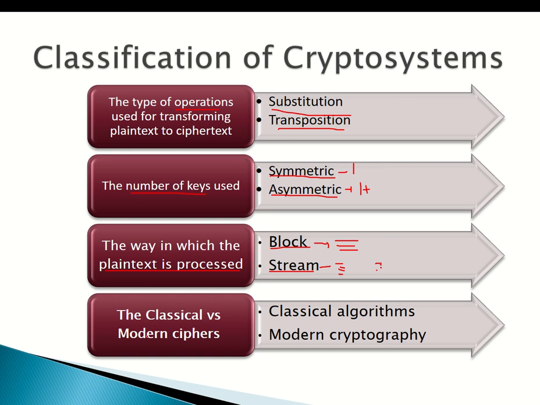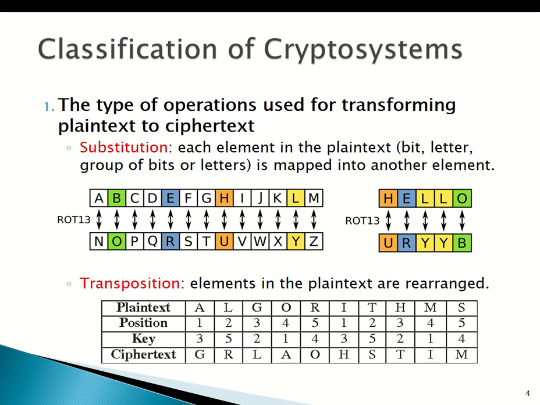But if you want to classify it as classical or modern, we say we have classical algorithms and we have modern cryptography. So there are four ways to classify the cryptosystems: based on the operation, based on the number of keys, based on the plain text processing, and based on classical against modern ciphers, and each one has different types of classification. So let's start now with classification based on the operation that they use, the type of operation used.